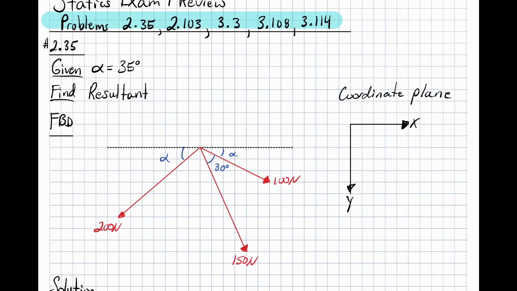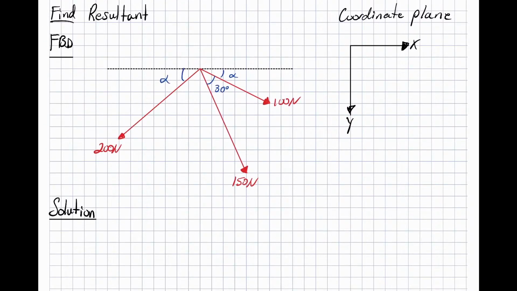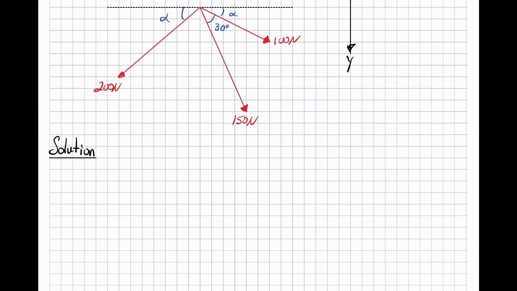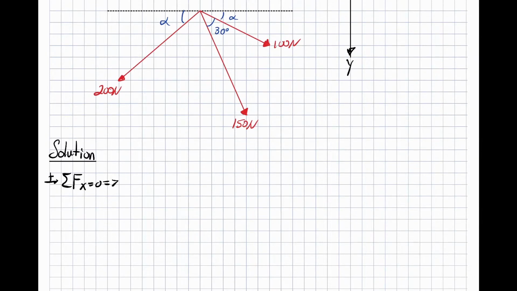So I went ahead and made my coordinate plane so that all my forces going down are positive in the y direction, and then positive x as normal. Okay? So, to start it off, we're just going to do the sum of forces in the x and y. So we have the sum of the forces in the x direction is equal to 0. I'm going to state that it's positive to the right.